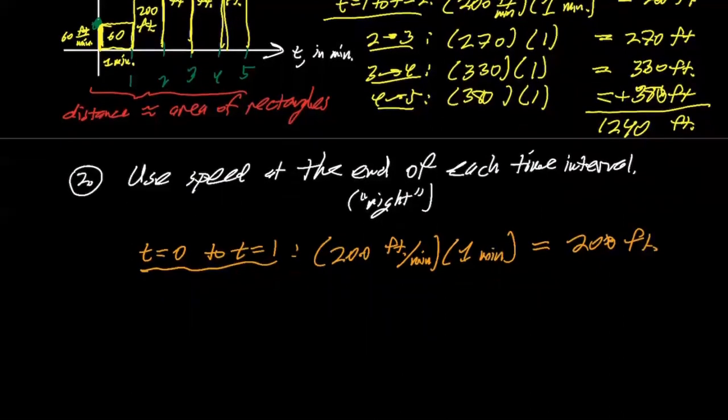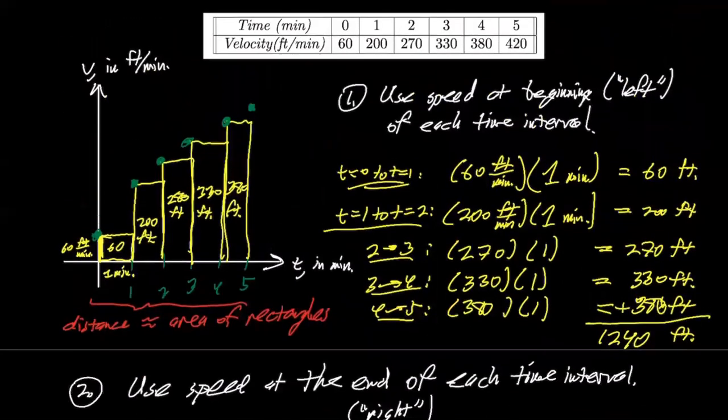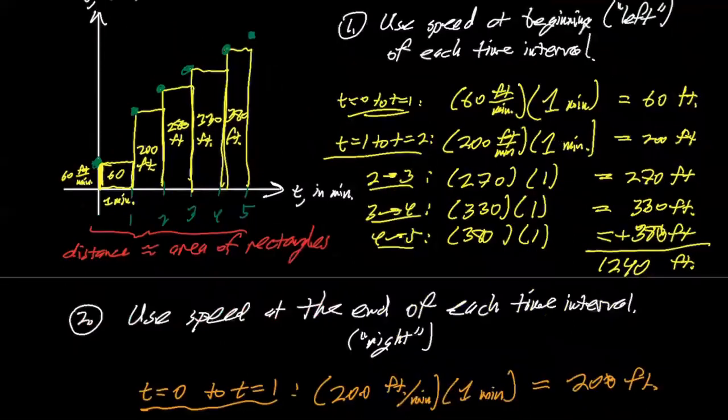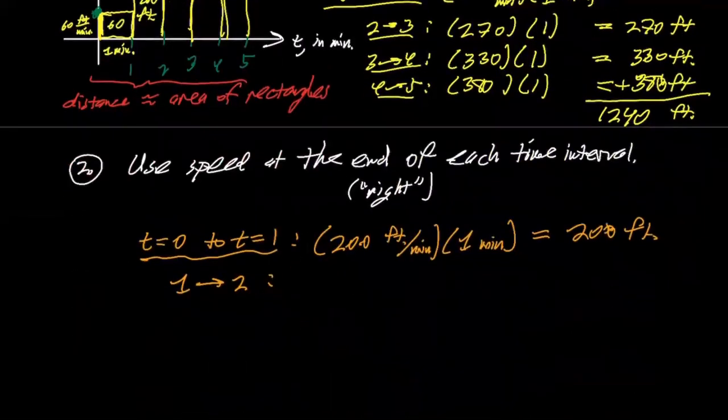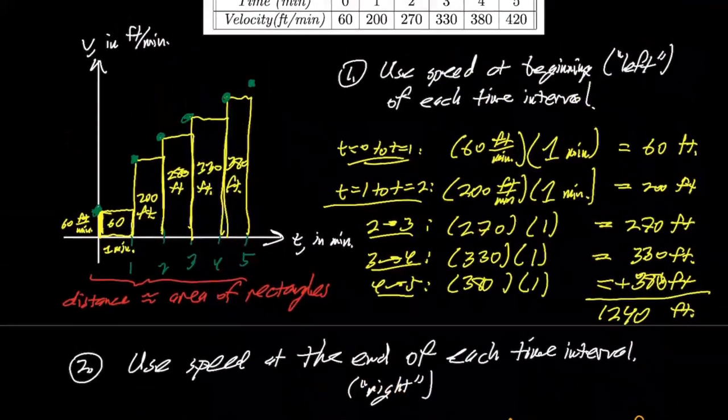And then we would play the same game, right? So from 1 to 2, up here, we look at this number, 270. And so that's 270 times 1 minute. That's 270 feet. And you can sort of see what happens, right? We're actually just going to get, because we're using the time interval 1, these numbers don't change.